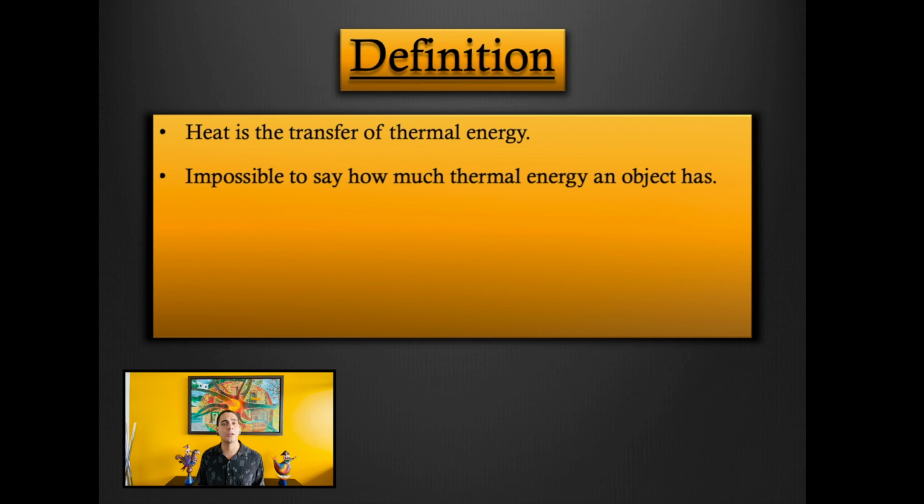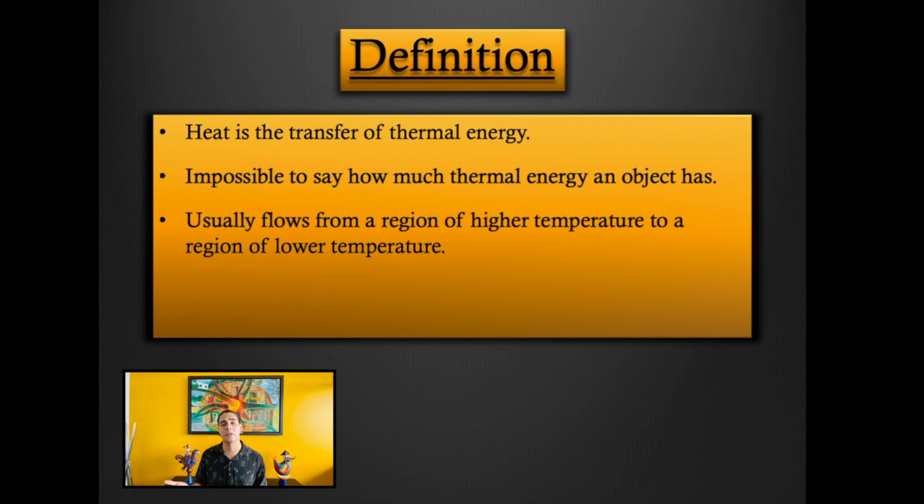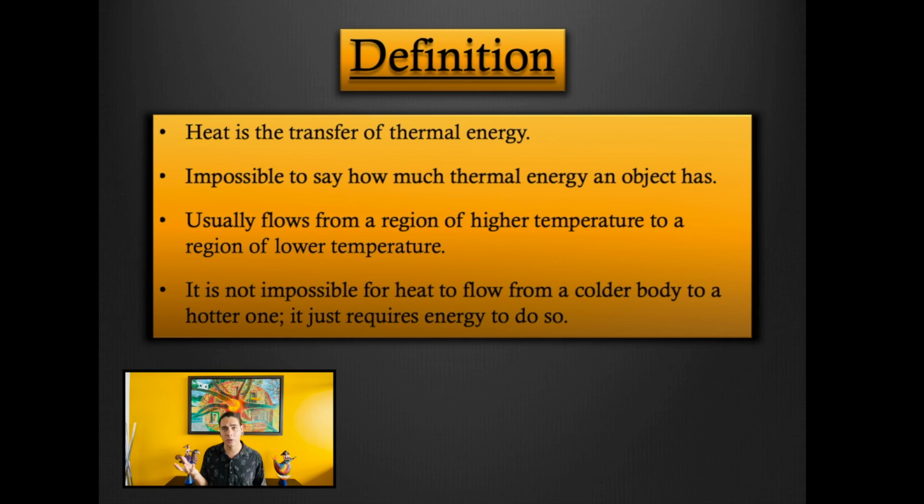With that being said, heat usually flows from a region of higher temperature to a region of lower temperature. However, it's not impossible for heat to flow from a region of colder temperature to a region of higher temperature. It just requires energy to do so. An example is your refrigerator. When you put an object in your refrigerator, heat will flow out of your object, and then your refrigerator will dump that heat into your surroundings, which is your kitchen.